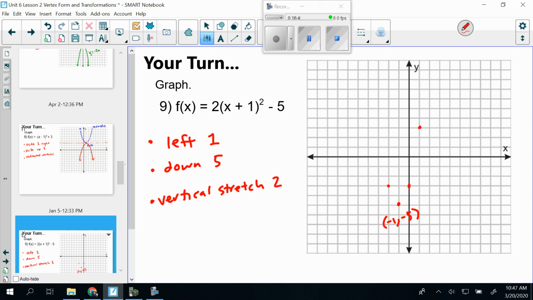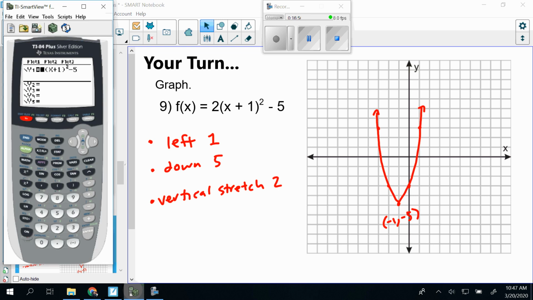So it'd be there and symmetrical point there. So this graph's going to look something like this. Now, one thing you can do if you want to check some of these is you can graph it out and check some of these points.